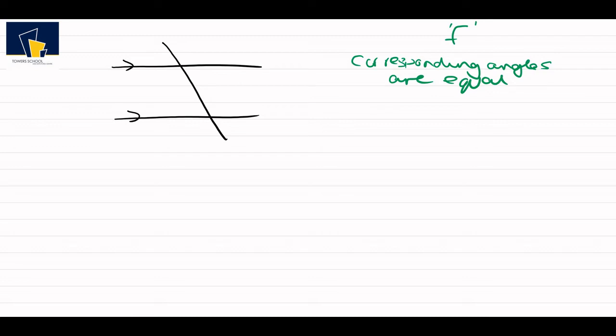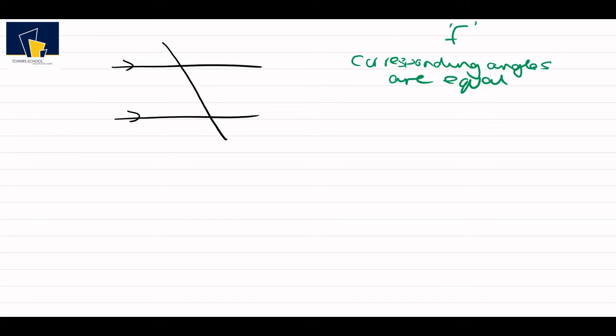First thing to have a look at is creating the F shapes. F shapes could appear like here. An F shape could also appear this way. So it's not always an F the right way round. It could be back to front, or it might even be upside down sometimes.